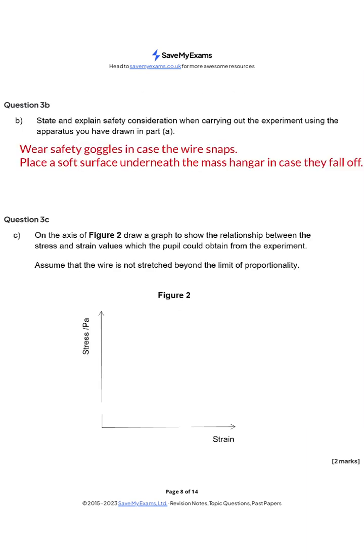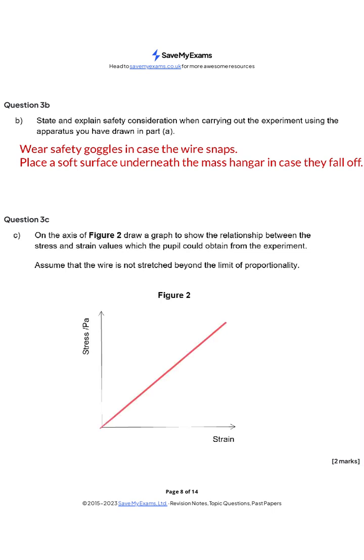Question 3b is about considering the safety considerations when we carry out the experiment. So there were two safety things that I could think of. The first one is to wear safety goggles in case the wire snaps, and the second one is to place a soft surface underneath the mass hangers in case they fall off.